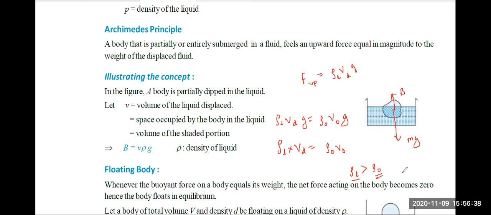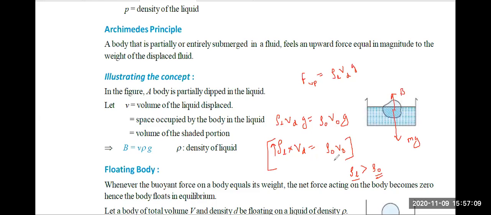Yes or no? Because this should be equal, right? If rho of the liquid is more, this Vd is always less in order to make it equal to rho naught V naught. Means the object will always be partially submerged. Got it? See how easy this concept is. Try to think like this.